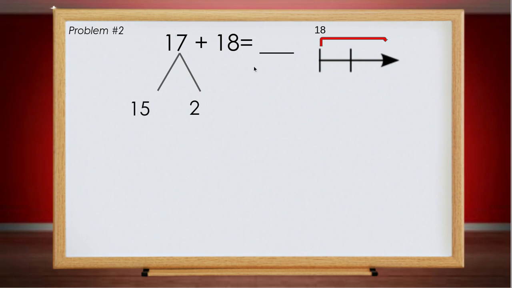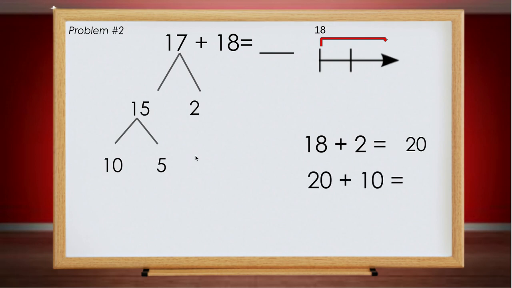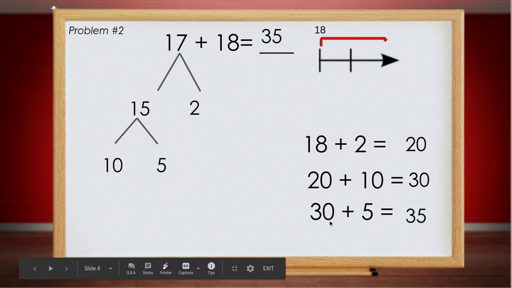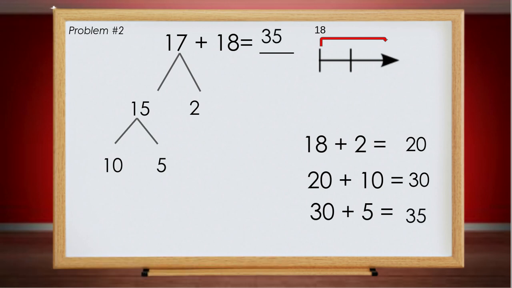Now I'm ready to group to my next 10, which is 18 plus 2, taking us to 20. I still have the 15. Again, some of my friends can add 20 and 15 to get the sum, but I'm going to break the number 15 into an easy 10 and 5. Now I'm ready to add 20 plus 10 equals 30. And my last step, I'm going to make sure I add that 5 to the 30, which is 35. Therefore, 17 plus 18 is 35.